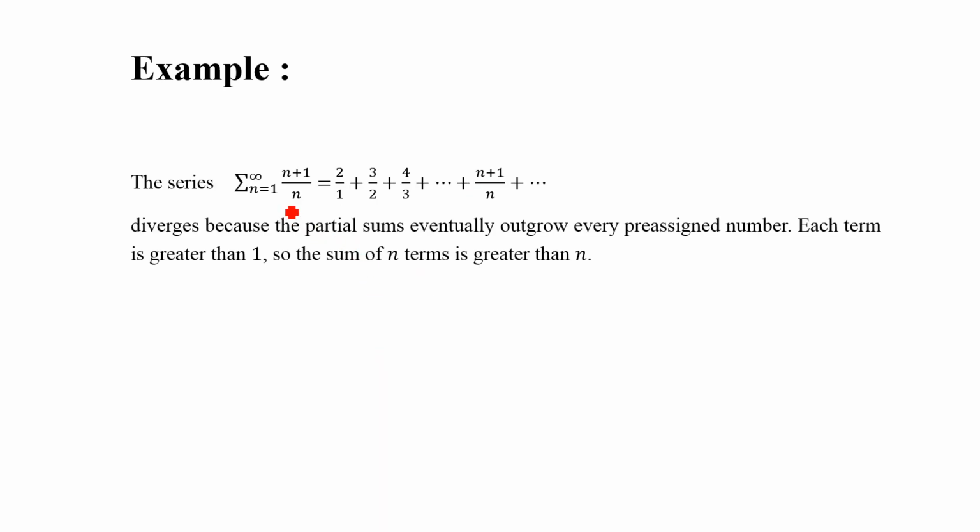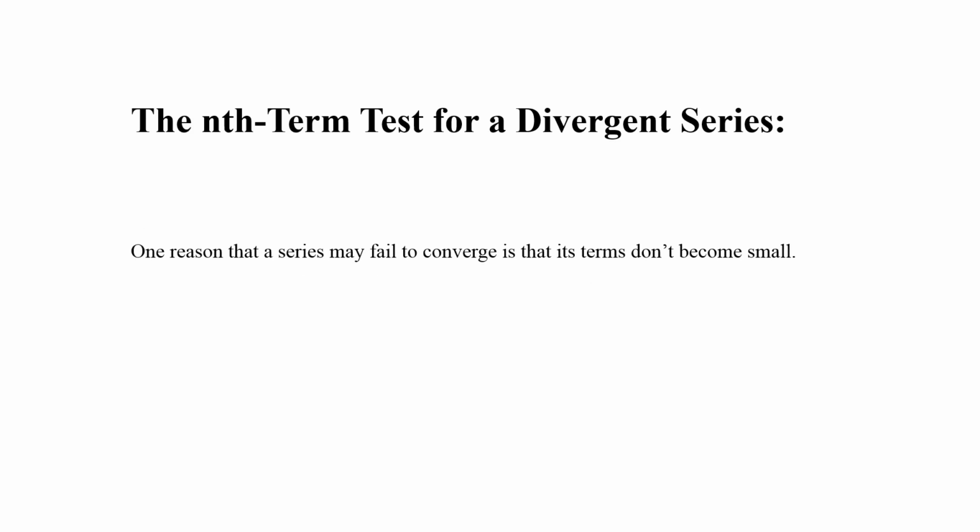Alright, next we have another example. This is the series n plus 1 over n, and this diverges because every term is greater than 1, and adding 1 an infinite number of times approaches infinity, of course. So the series diverges. Now the nth term test for a divergent series. One reason that a series may fail to converge is that its terms do not become small. Okay.